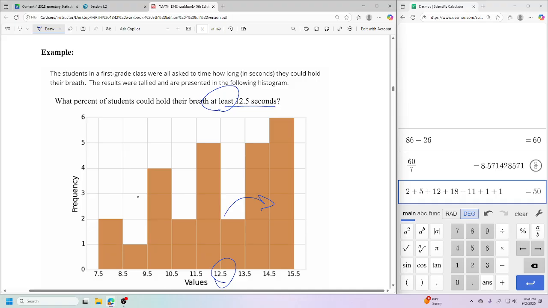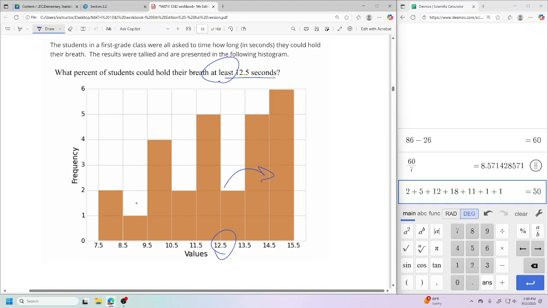So they're wanting to know what percentage. So how many people do we have in these groups over here that are more? You count. How many would be here? Help me out. 2, and then... So we have 2, 5, and 6.